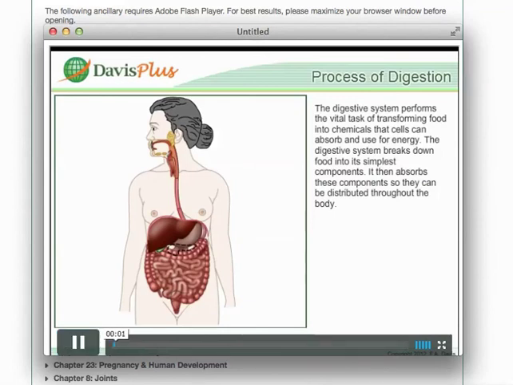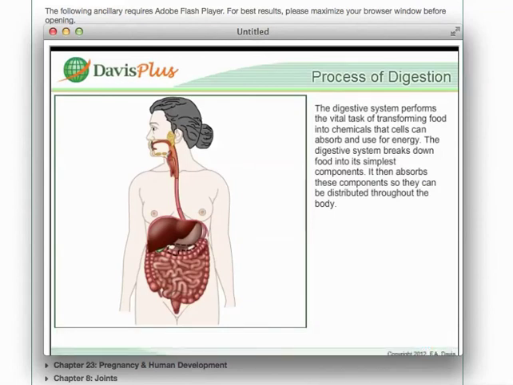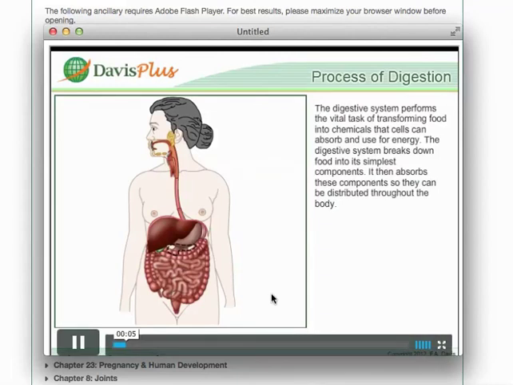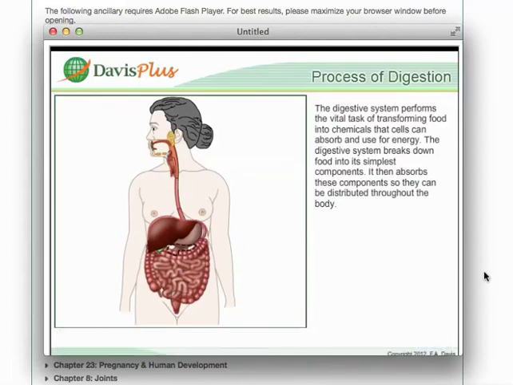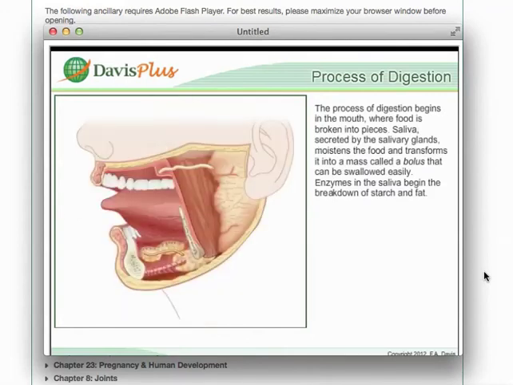The digestive system performs the vital task of transforming food into chemicals that cells can absorb and use for energy. The digestive system breaks down food into its simplest components. It then absorbs these components so they can be distributed throughout the body. The process of digestion begins in the mouth, where food is broken into pieces. Saliva, secreted by the salivary glands, moistens the food and transforms it into a mass called a bolus, that can be swallowed easily. Enzymes in the saliva begin the breakdown of starch and fat.